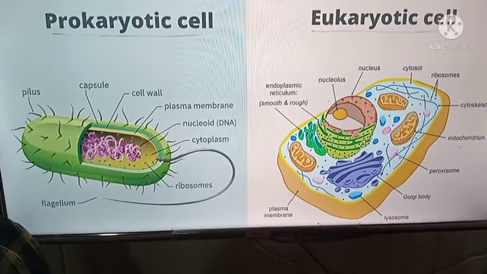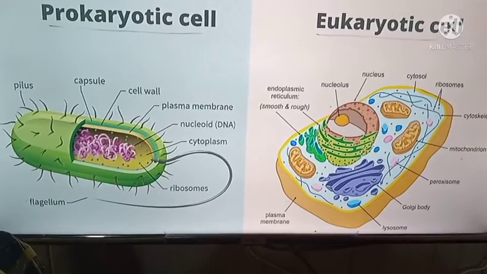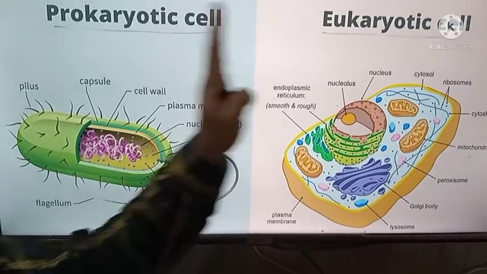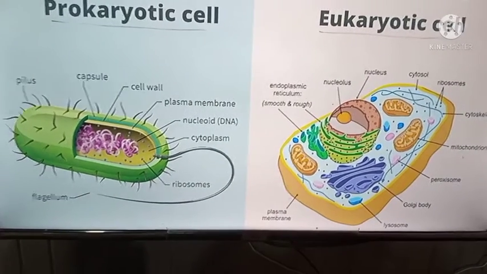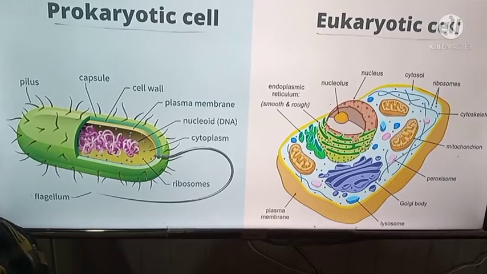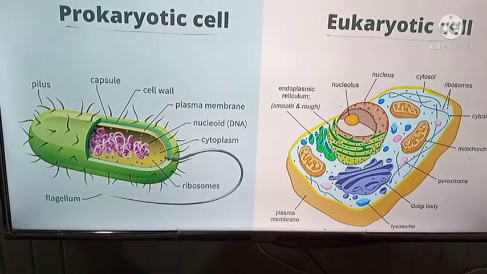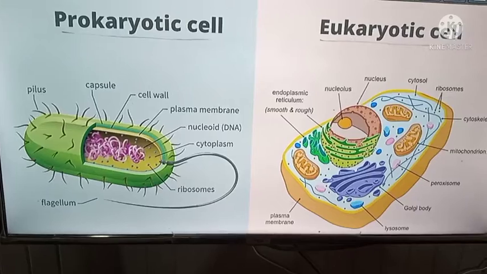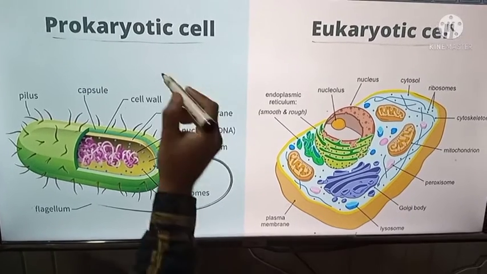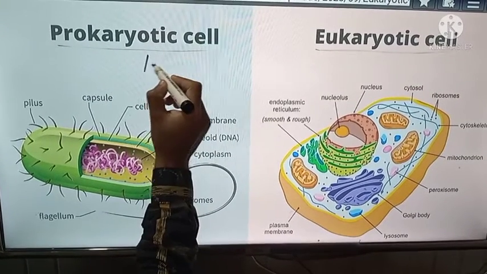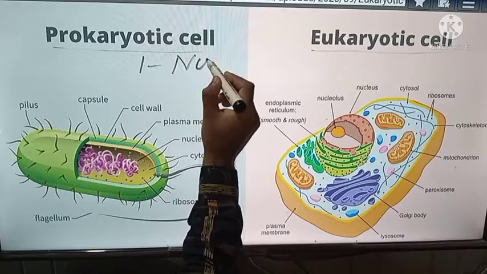We all know that on our earth, all species have either prokaryotic cells or eukaryotic cells. So first of all, we will discuss the main differences between these two cells. The difference number one is their nucleus.